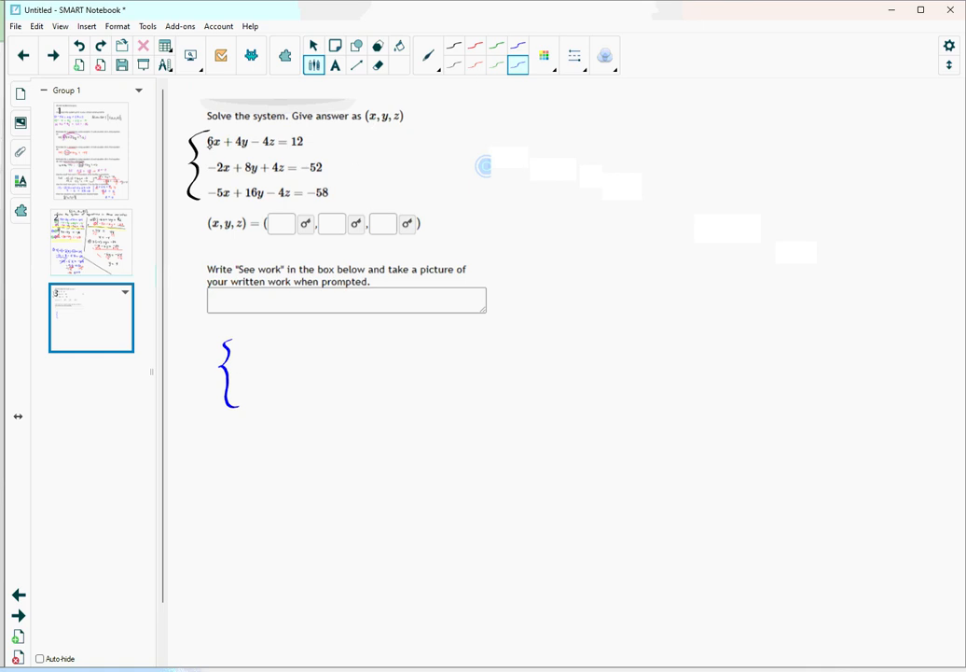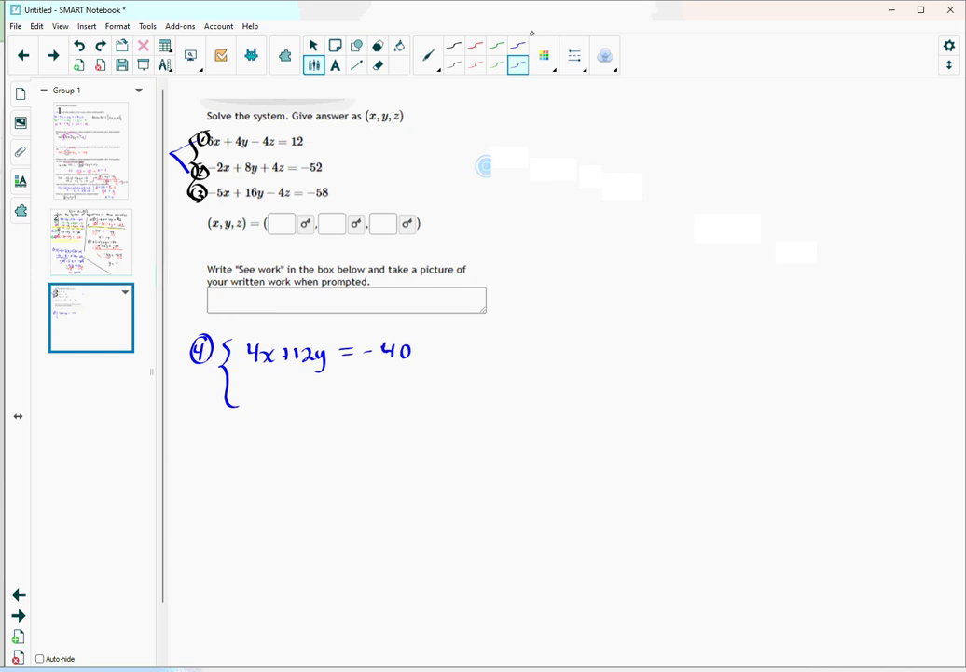So I'll call that equation 1, equation 2, and equation 3, right? I'm going to combine the first two, equation 1 plus equation 2, to get my fourth equation. And so 6x plus -2x gives me 4x. 4y plus 8y gives me 12y. -4z plus 4z gives me 0z, which is just 0. 12 plus a -52 leaves -40.